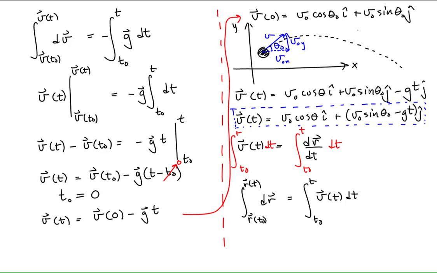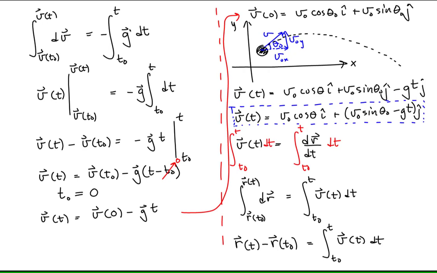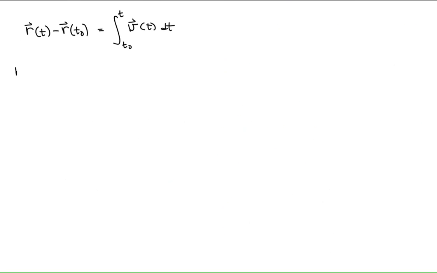Well, the left-hand side of this just becomes our position function minus our position at time t equals t naught. And the right side is our integral from t equals t naught to t of our velocity with respect to time. This means that our position function is equal to our initial position at time t equals t naught plus the integral with respect to time of our velocity.